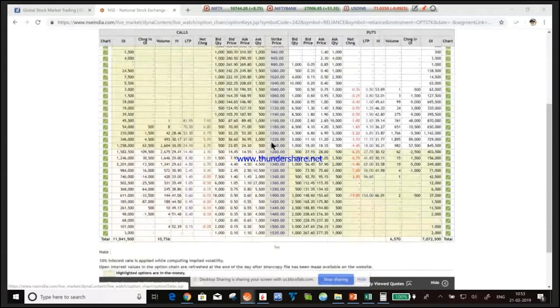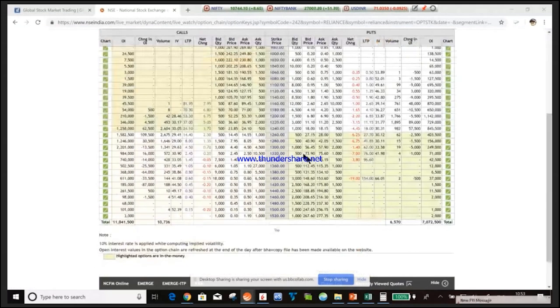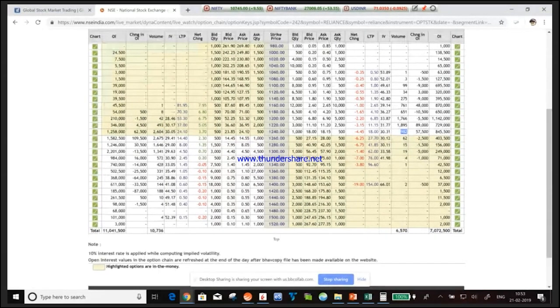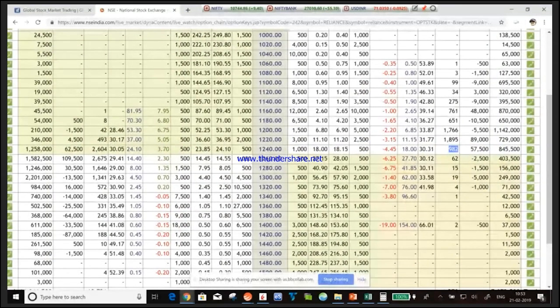Now, if you look at Reliance, Reliance is trading at 1243, so 1240 is going to be at the money. Both should be greater than 300. Now look at this, Reliance. Volume is 2604 contracts on the call side and 982 on the put side. Are they greater than 300? Perfect. So this criteria also matches.